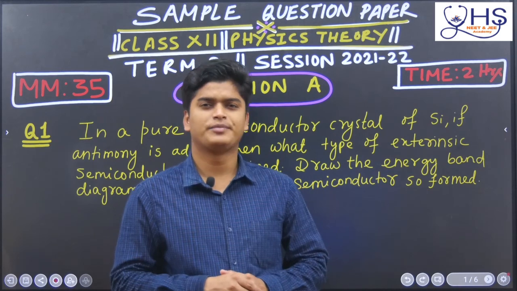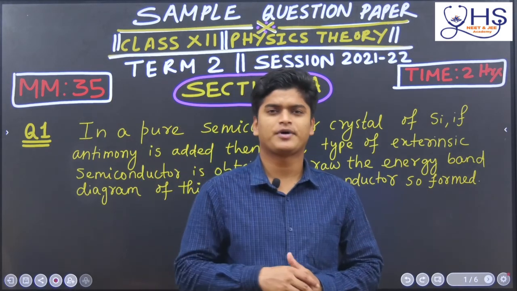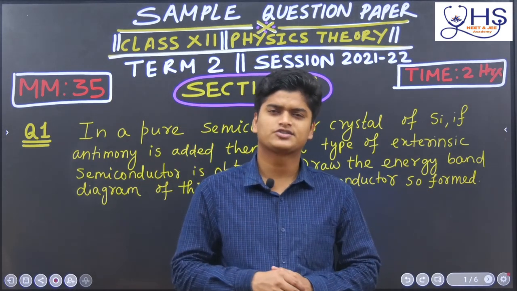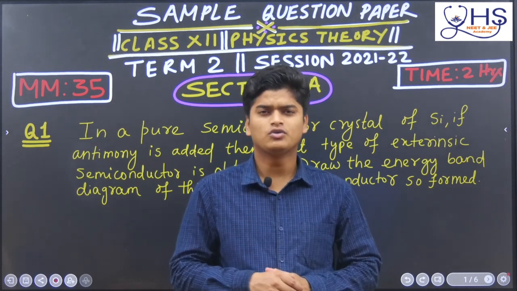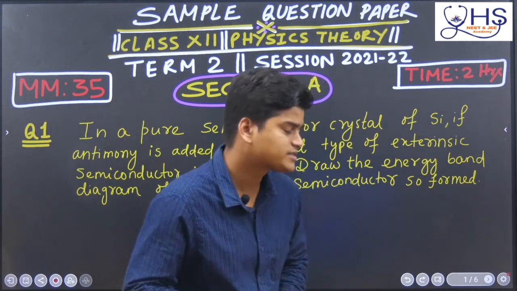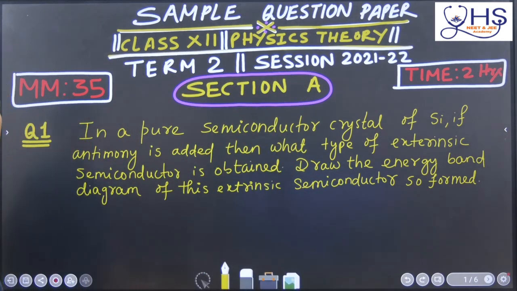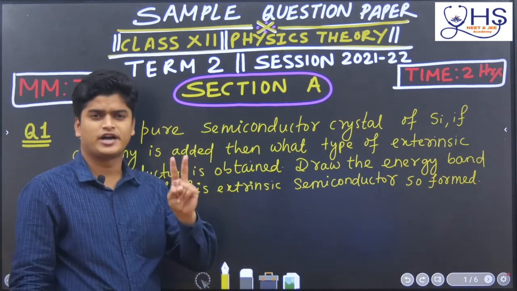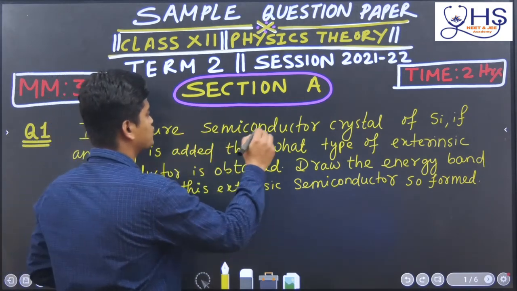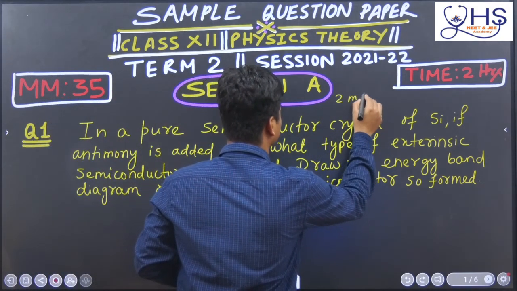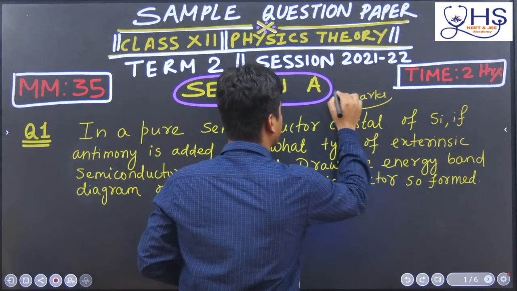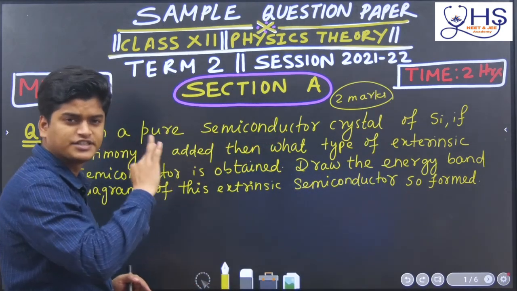Now in this video we will be discussing the section A part, how to write the solution for the term 2 physics paper. Now let's come to the topic. In question number 1 in section A, as I already explained, each question will be 2 marks, and you have to solve only 3 questions in this section.